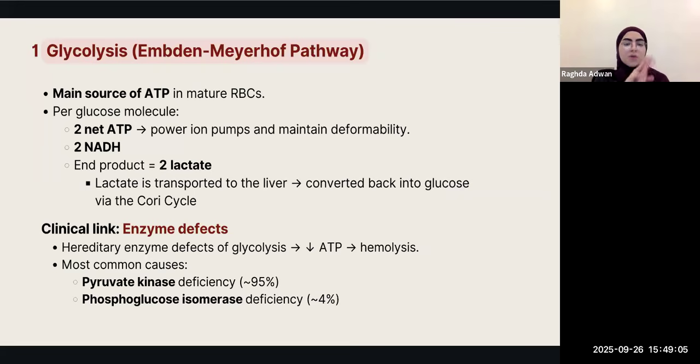Too much water inside the cell is going to make the cell swell and rupture, leading to hemolytic anemia or hemolysis. This is why enzymes in glycolysis are very important. What are the enzyme deficiencies that can happen?